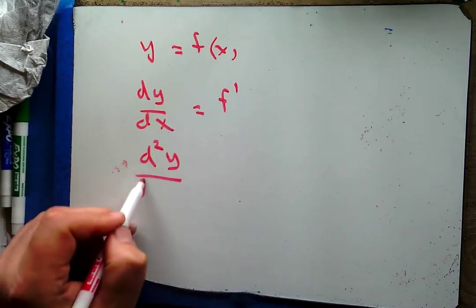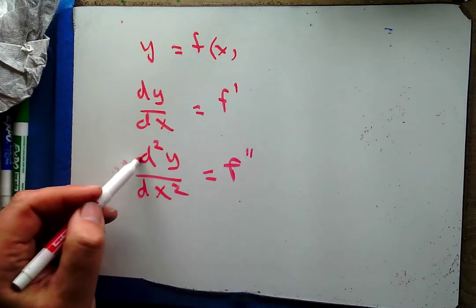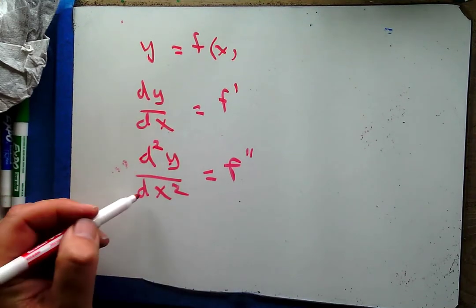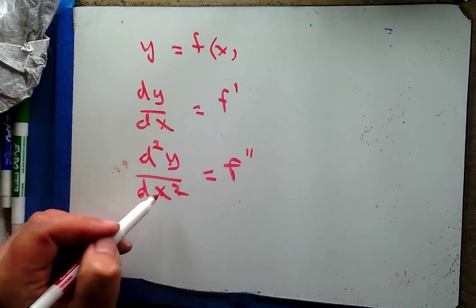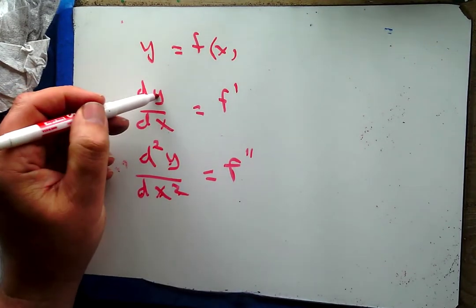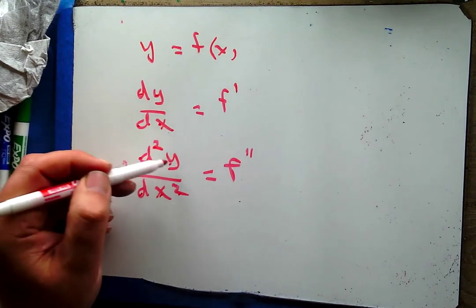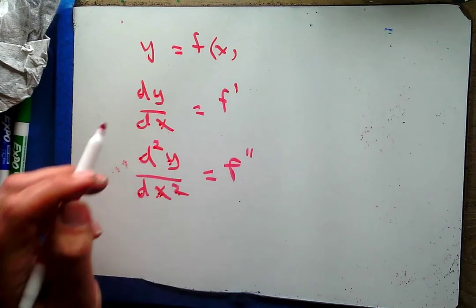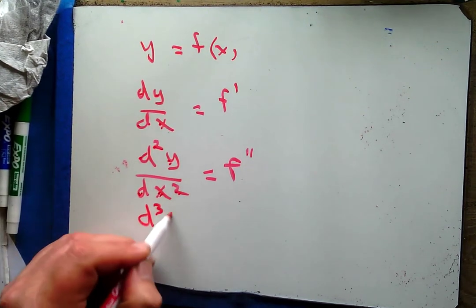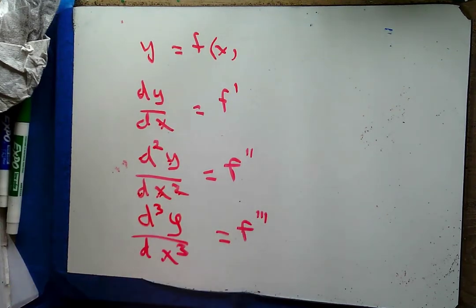d²y/dx² is f double prime. This meant we took the derivative twice of y, both times with respect to x. This is the derivative of y with respect to x. This is the derivative twice of y with respect to x, both times. So then d³y/dx³, that's my third derivative.